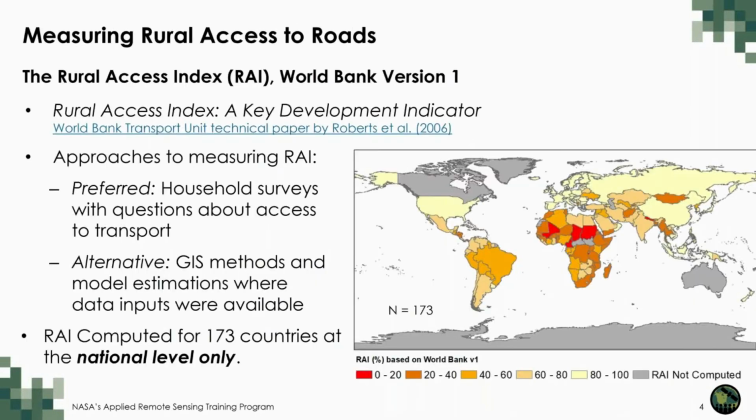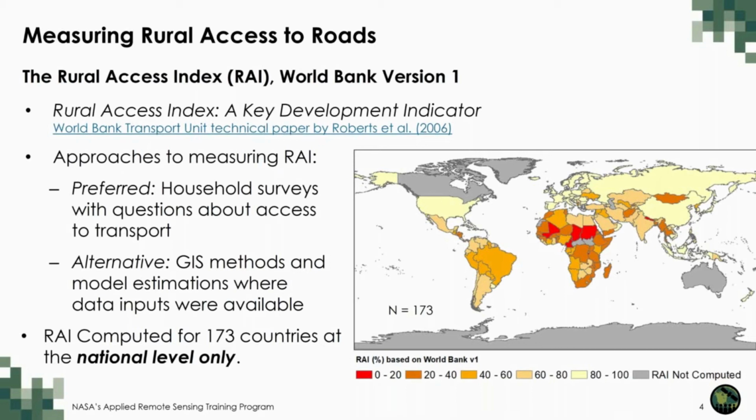The Rural Access Index was developed by the World Bank Transport Unit and presented in their 2006 technical paper, Rural Access Index: A Key Development Indicator. The report states the Rural Access Index provides a consistent basis for estimating the proportion of the rural population which has adequate access to the transport system. It can help to inform policies and strategies which ensure that the rewards of development are distributed more equitably to the rural population. The report identified two main approaches to measuring the index.